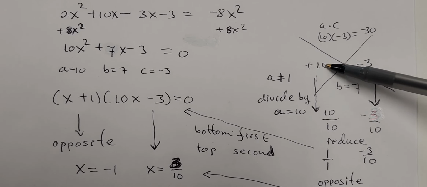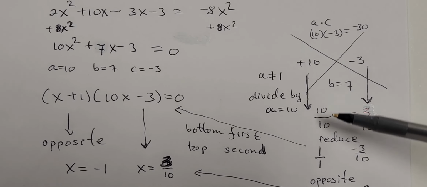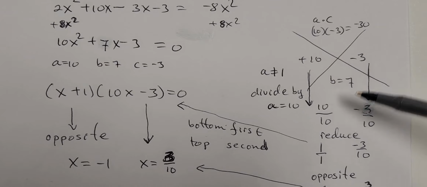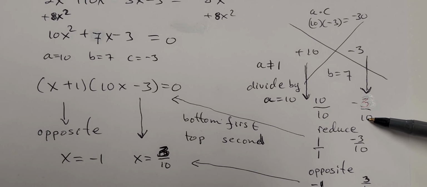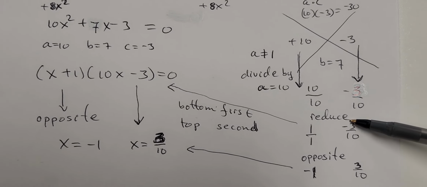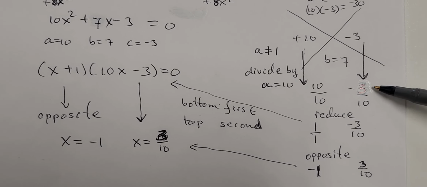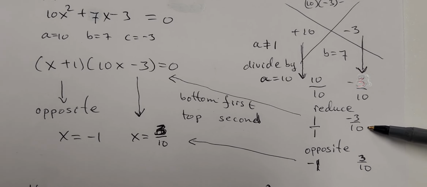Okay, so bring the 10 down. So this top 10 is the 10. The bottom 10 is the a. So we're dividing by a. Bring the negative 3 down and then divide by a, which is 10. Okay, next reduce. So 10 divided by 10 gives me 1 over 1. And then negative 3 over 10 is just negative 3 over 10 because this cannot be reduced.